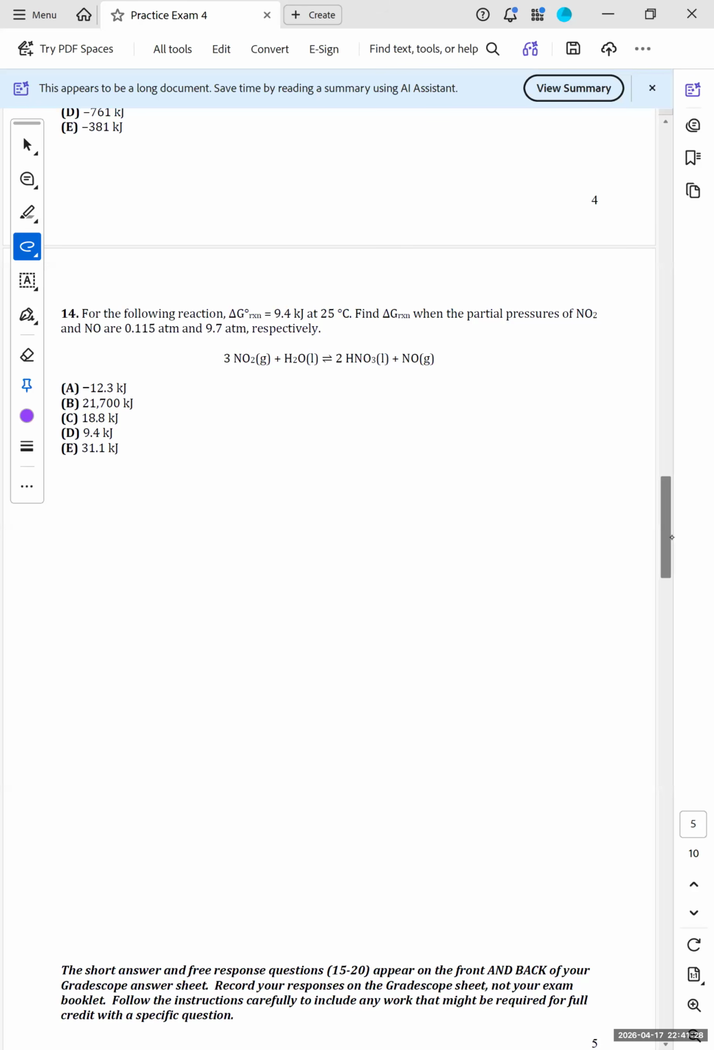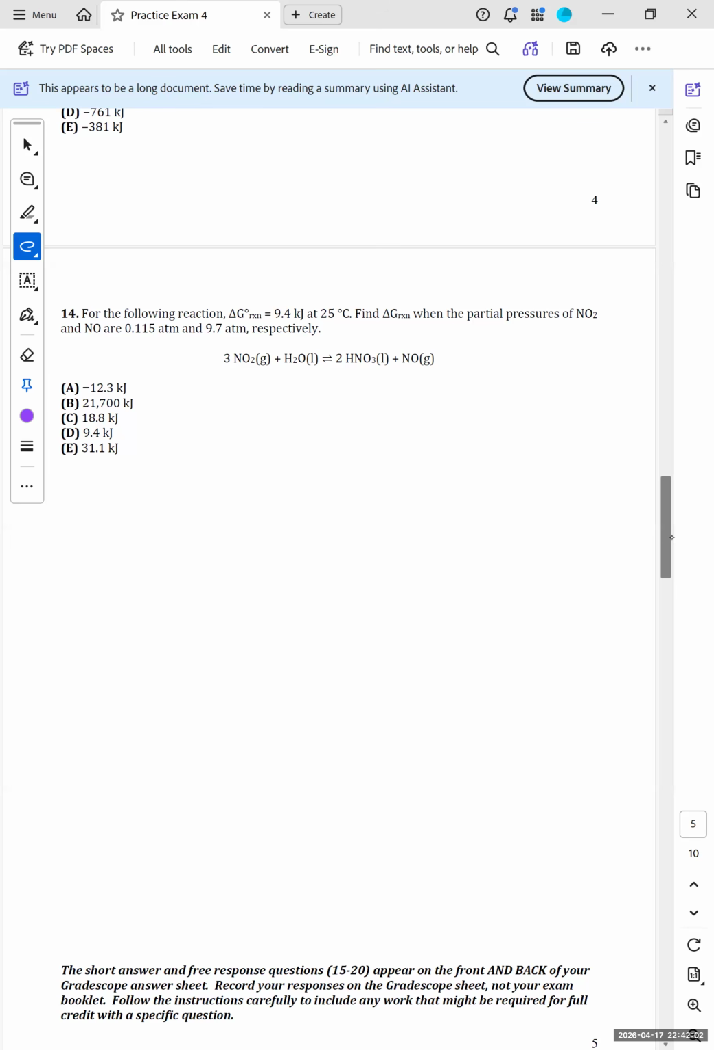So this question is asking for Gibbs free energy under non-standard conditions. So I would probably use delta G is equal to delta G naught plus RT natural log of Q. I think Dr. Outlaw wrote this on the board, I don't know if it's on the exam information sheet, but it's the other equation to remember. It might be on the exam information sheet.